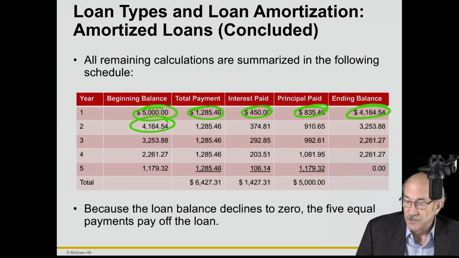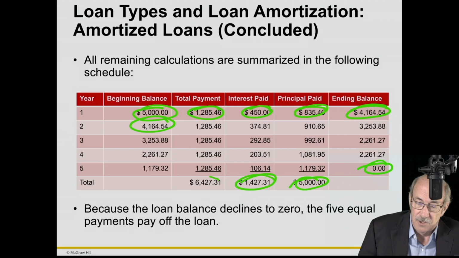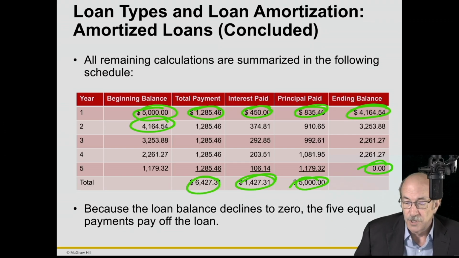We see, obviously, at the end of the loan, the entire balance has been paid off. So there's the $5,000, and then $1,427 is our total interest, and then total payments would be $6,427.